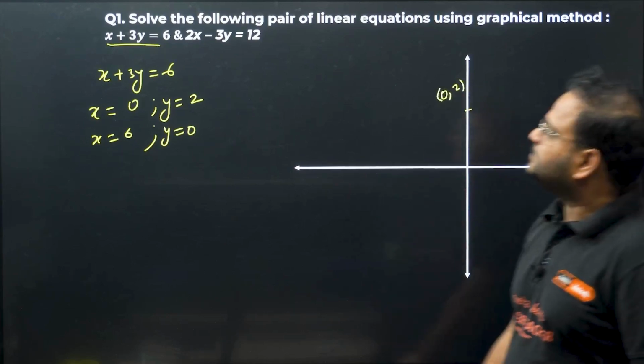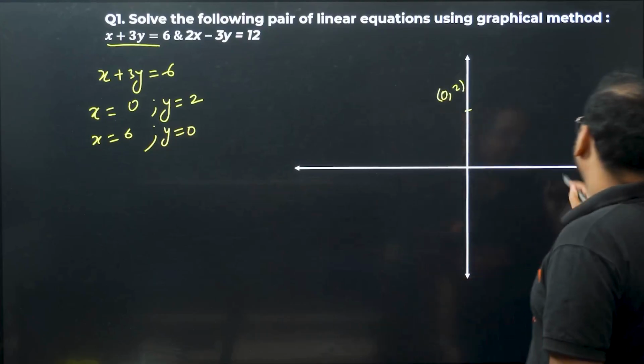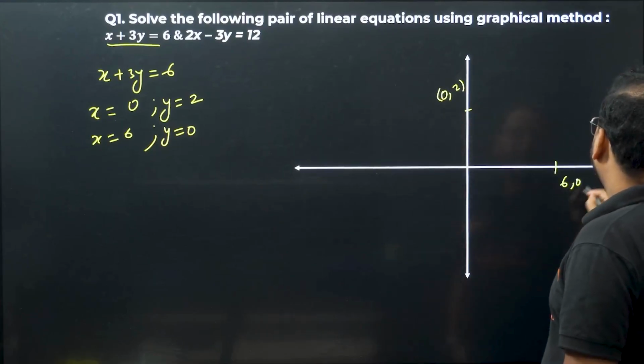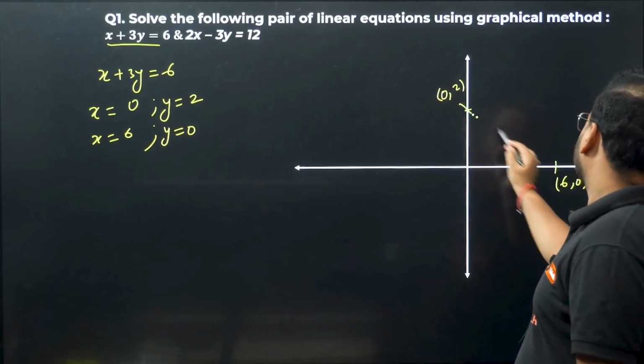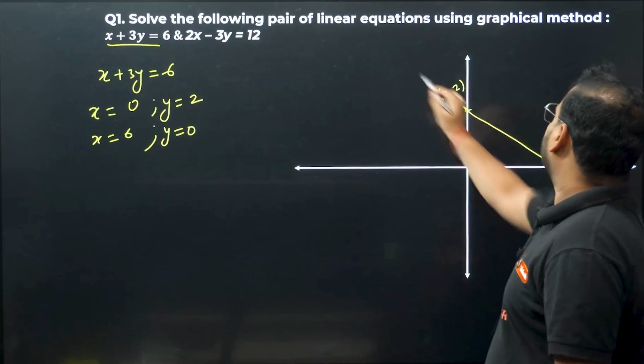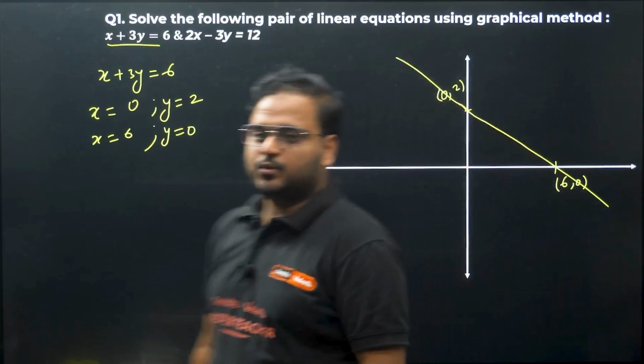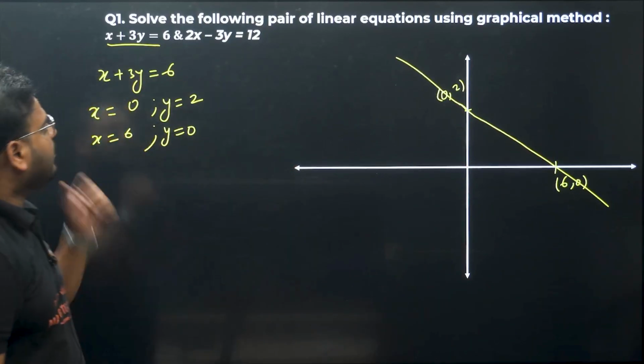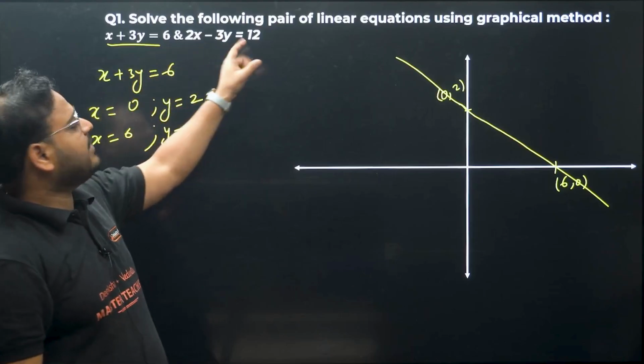What about the other one? 6, 0, somewhere over here. Draw the line through it. We get the line like this. 0, 2 and 6, 0. Other one, 2x minus 3y equal to 12.